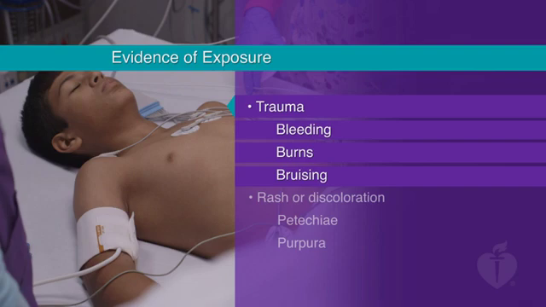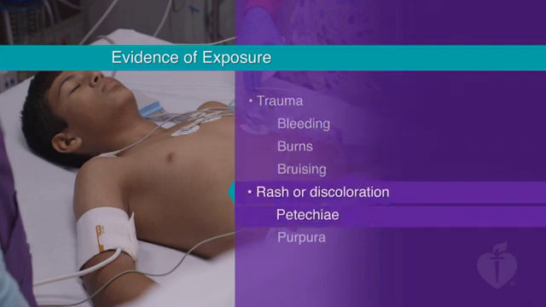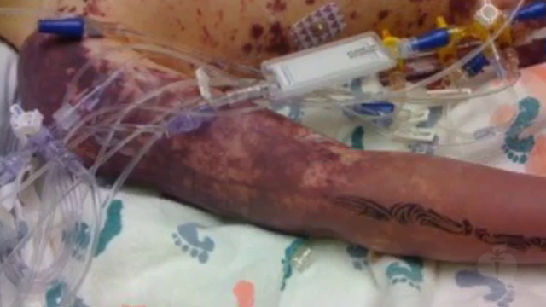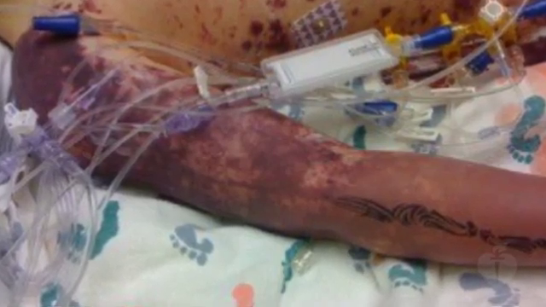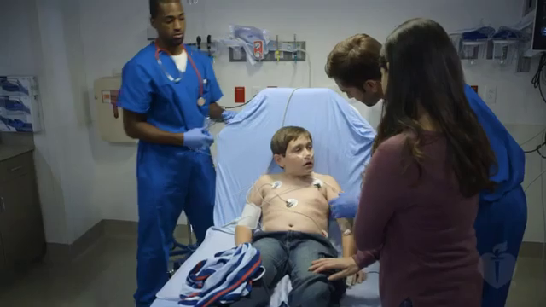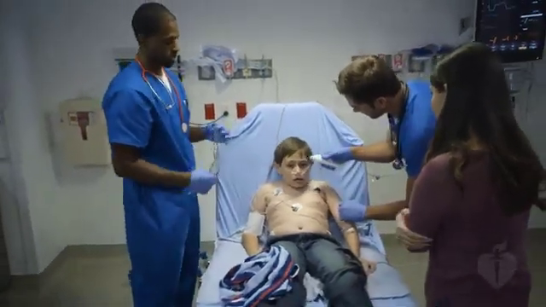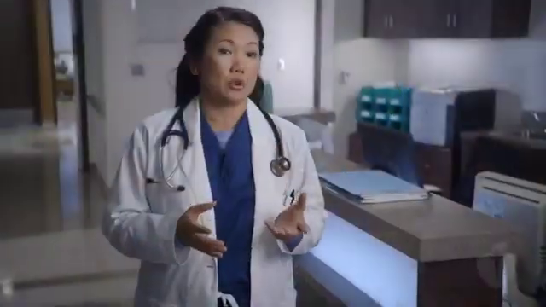Also, look for the presence of any type of discoloration or rash, such as petechiae or purpura, which are non-blanching purple discolorations in the skin caused by bleeding from capillaries and small vessels. Check the child's temperature. Note if the temperature is normal, high, or low. Although infections are usually associated with fever, serious infections, especially in infants and immunocompromised children, may cause hypothermia.